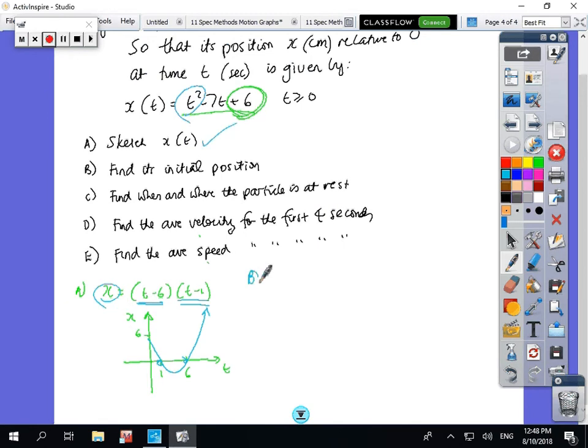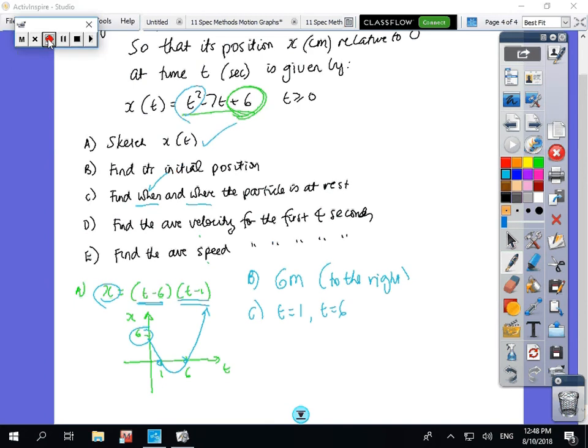Part B, its initial position is 6 meters, and we could say to the right if you wanted to. Part C, find when and where. So when is the time, t equals 1 and t equals 6 is the when, and the where is when you substitute.